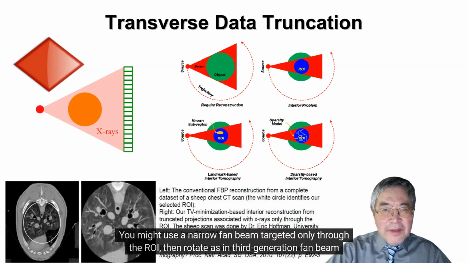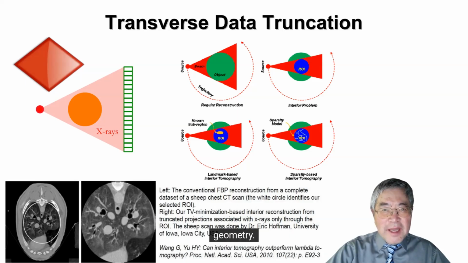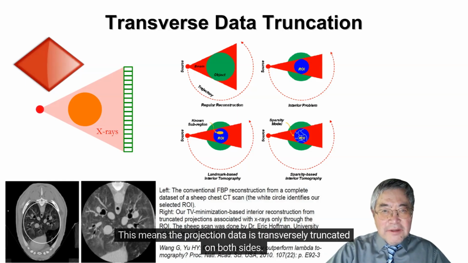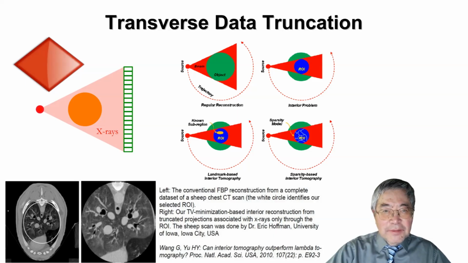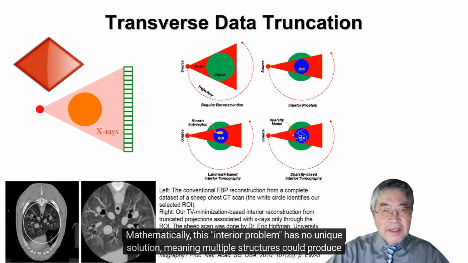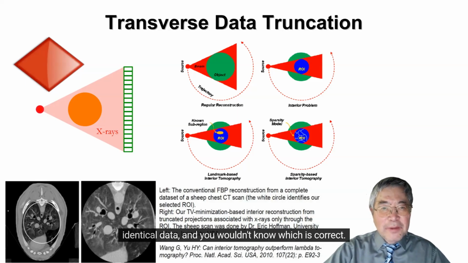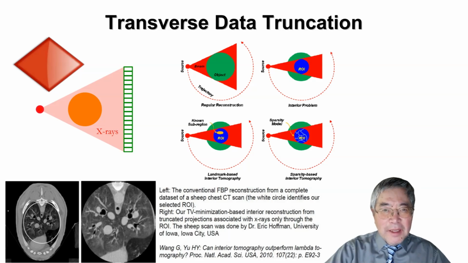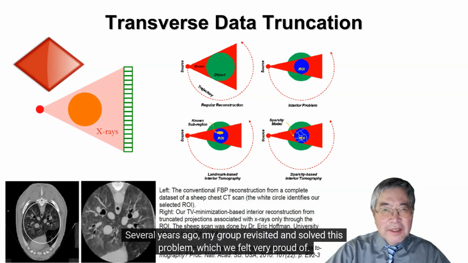You might use a narrow fan beam targeted only through the ROI, then rotate, as in third-generation fan beam geometry. This means the projection data is transversely truncated on both sides. With truncation on both edges, the Fourier slice theorem no longer applies, making reconstruction very challenging. Mathematically, this interior problem has no unique solution, meaning multiple structures could produce identical data, and you wouldn't know which is correct. Several years ago, my group revisited and solved this problem, which we felt very proud of.